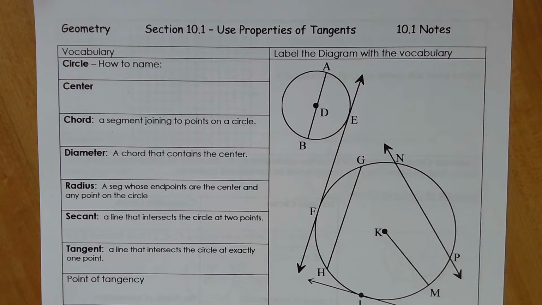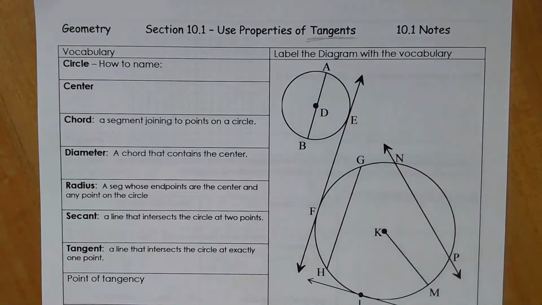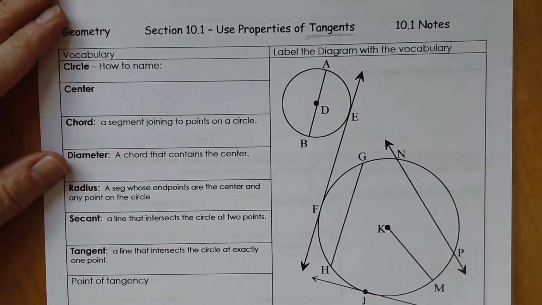We are starting chapter 10. This is a big chapter all about circles. So today we start with a lot of vocab. And the topic of this first section is called tangents. It is not the same as the tangent from SOHCAHTOA. So it isn't SOHCAHTOA again.